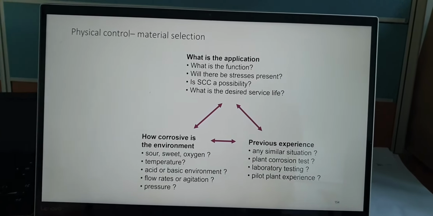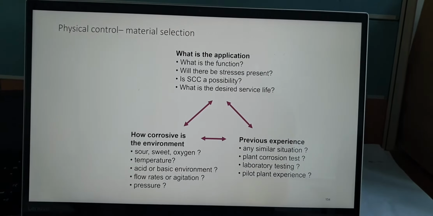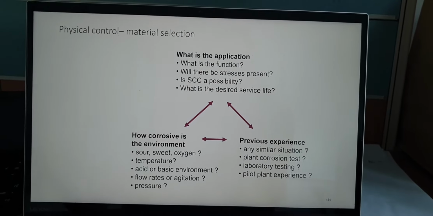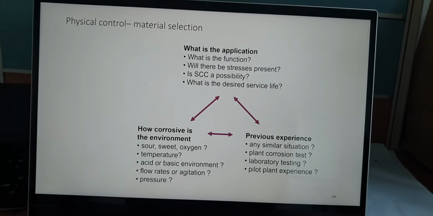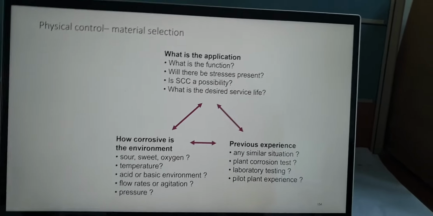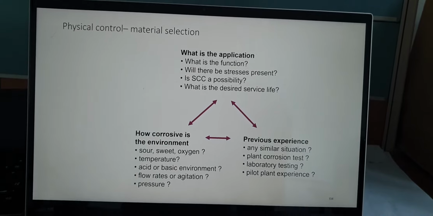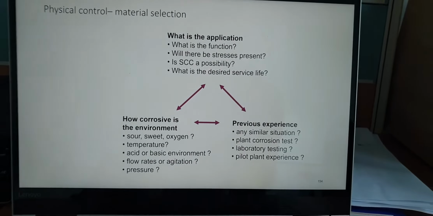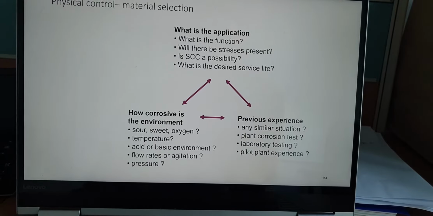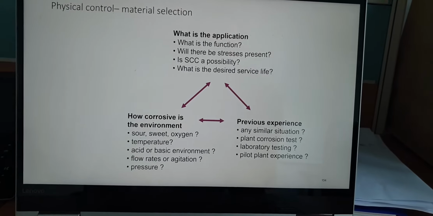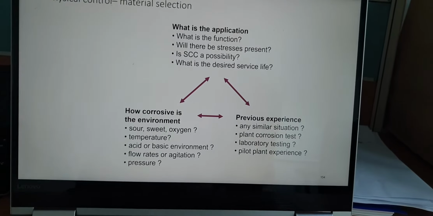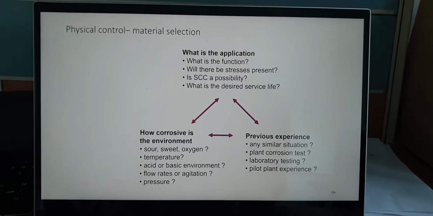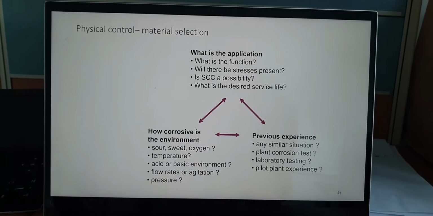And then, what is the desired service life? Usually it's 20-25 years of service, but some materials are outstanding and can be utilized for 30-45. It depends on the design and on the needs and requirements of the utilization. We also need to include previous experience in any similar situation: plant corrosion tests, laboratory testing, pilot plant experience, research experience. Everything needs to be considered when we decide to use a different material to protect against corrosion.